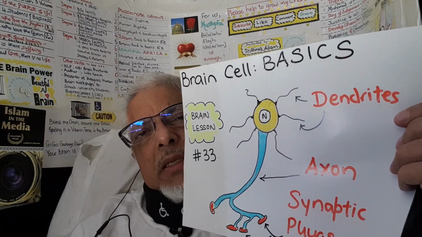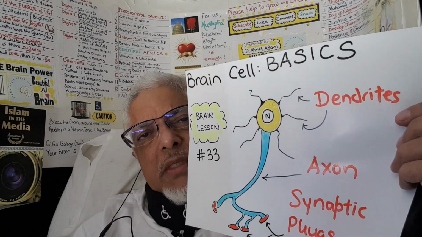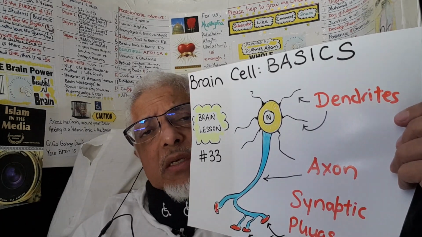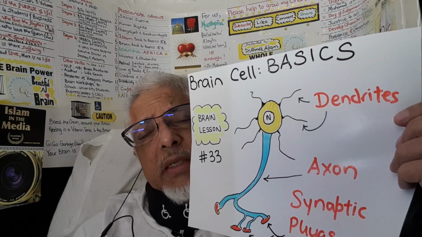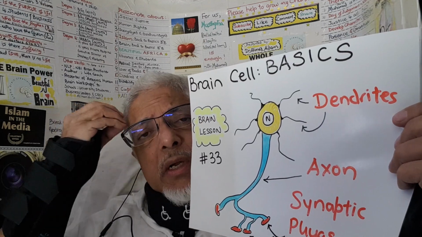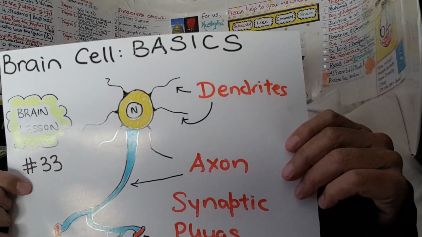Alhamdulillah. So please tell your children, your grandchildren, those who are studying at university, those who are running a business, no matter what age you are, from 3 years to 99 years, whatever your age is, everyone can benefit from knowing how to use the brain a bit better. All right. So this is brain lesson number 33.